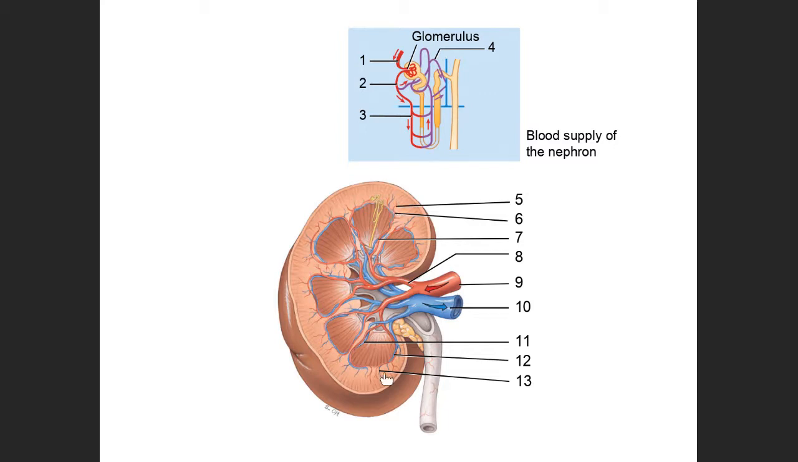Then you can see number 13, which is interlobular vein. Then you have 12, arcuate vein. Then you can see 11, interlobar vein, and then 10, which is renal vein.